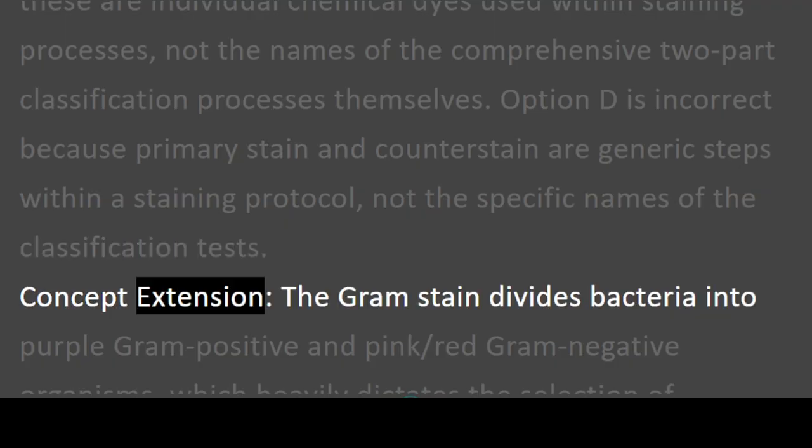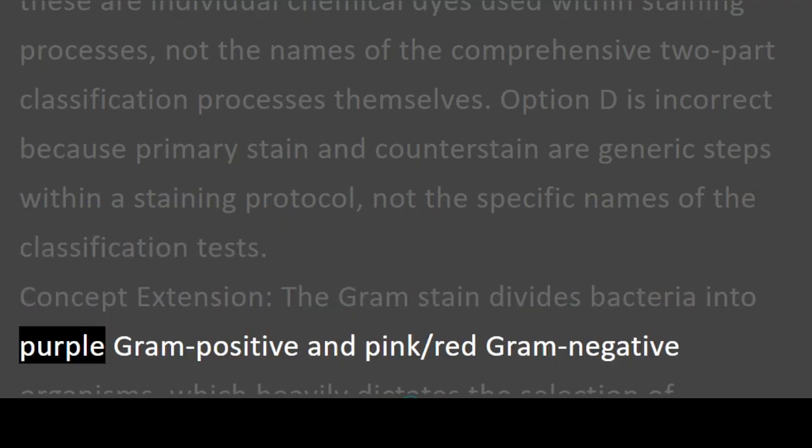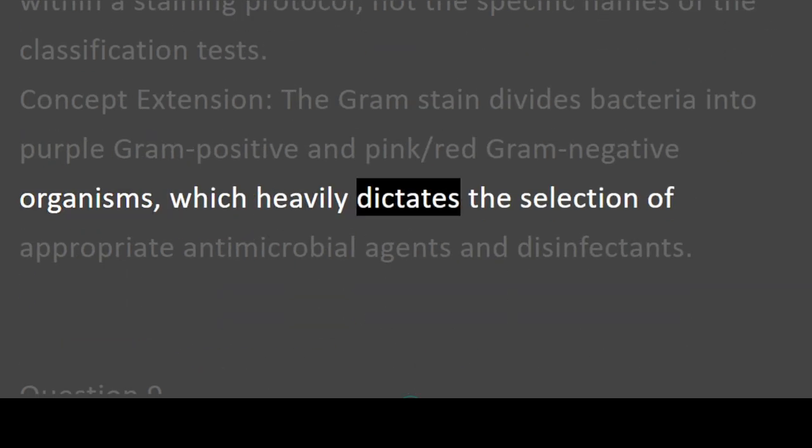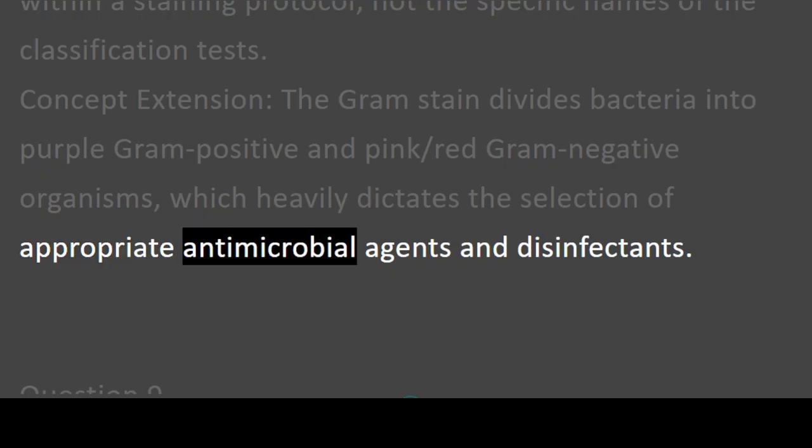Concept extension: the Gram stain divides bacteria into purple gram-positive and pink/red gram-negative organisms, which heavily dictates the selection of appropriate antimicrobial agents and disinfectants.